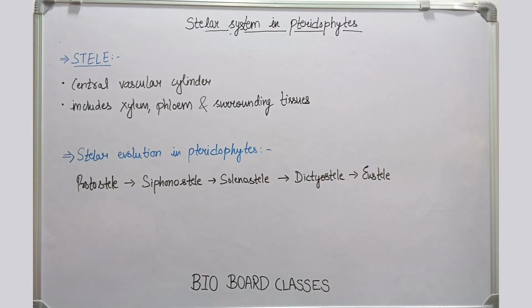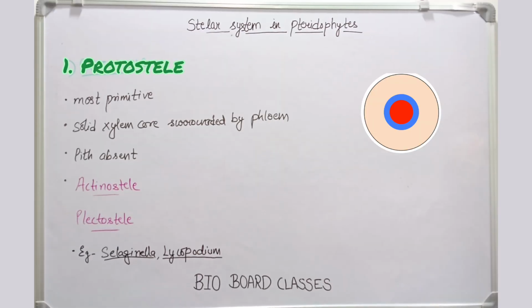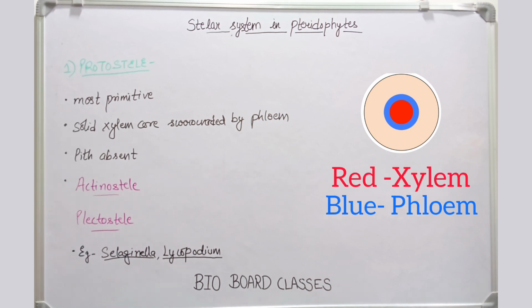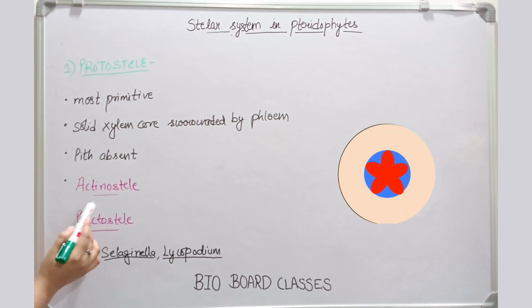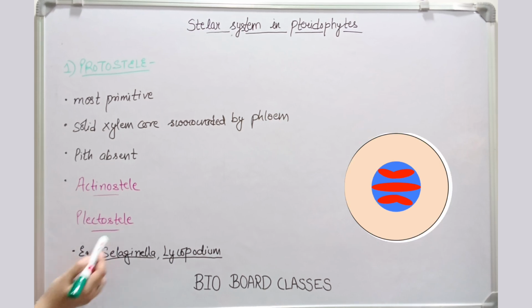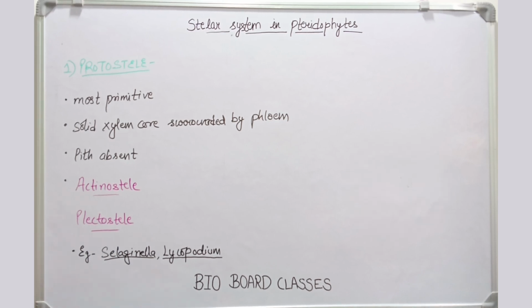Let's break down each type. So first is Protostele. Protostele is the most primitive type, which is found in Lycopodium. It has a solid core of xylem which is surrounded by phloem. No pith is present, as you can see in the diagram, and its variants are actinostele, which has a star-shaped xylem, and plectostele, which has a plate-like xylem in patches. And examples are Selaginella and Lycopodium.